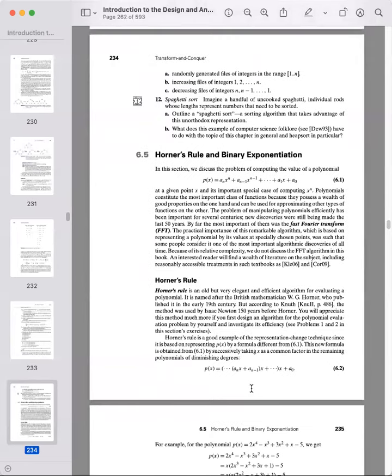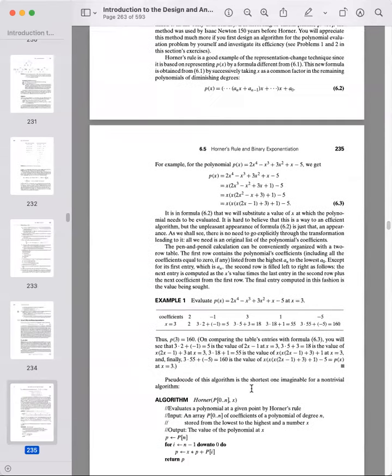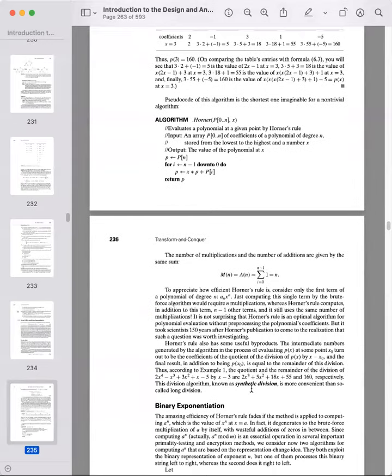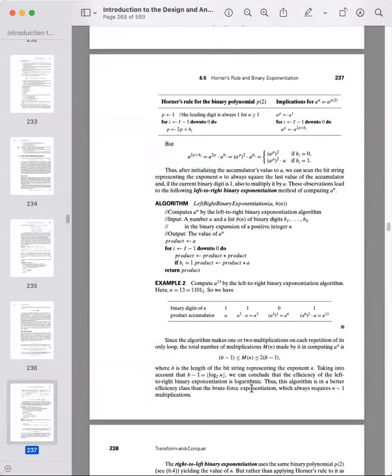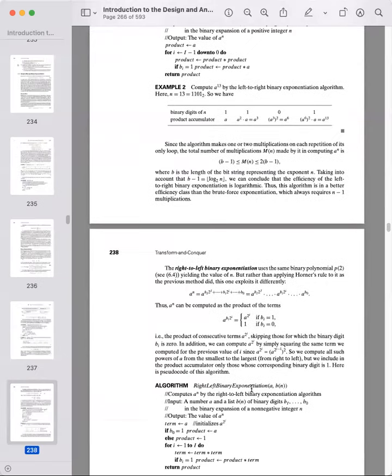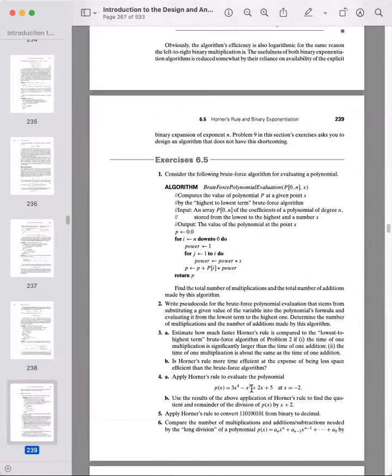Section 6.5 on Horner's rule and binary exponentiation is a fine section, but we're not going to cover it. If you're interested, read it, but there's no homework and it's not on the test. It's more mathy than we want to get, and it's already a long video. We're not even any further along. So skip all of that section.